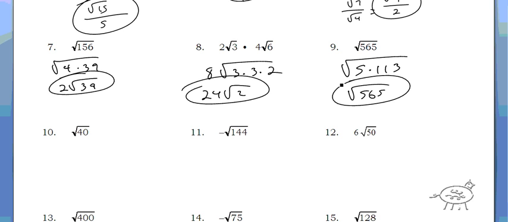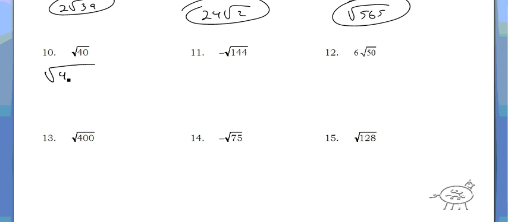And of course you try to simplify the 113 also if you could. You know, divide it by 9 and just see if anything happens, and actually you can't. It doesn't do anything. All right. Square root of 40. It's going to be 4 times 10, so that's 2 root 10. Negative square root of 144. 144 is a perfect square, so it's negative 12.